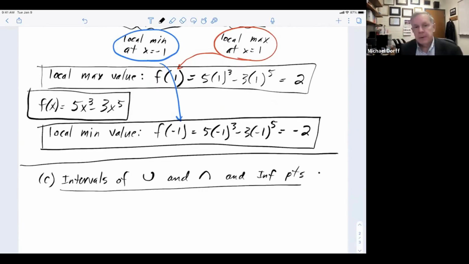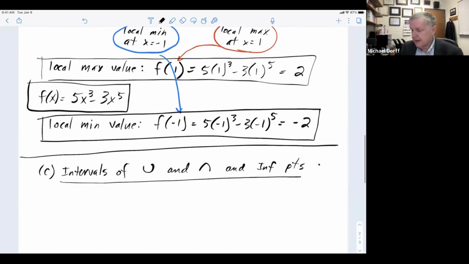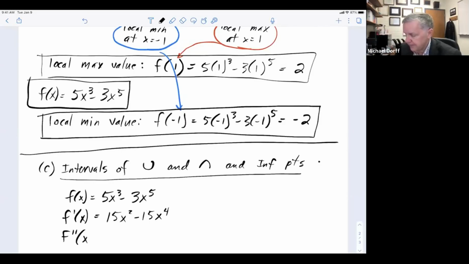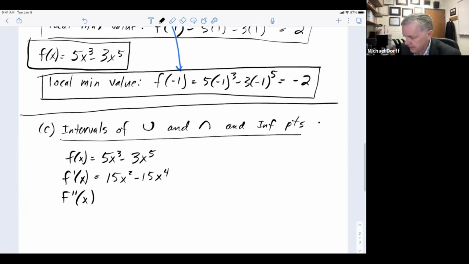All right, next part was to find intervals of concave up and concave down and any inflection points. So how do I find concave up and concave down? I take the second derivative. Again, our function was 5x cubed minus 3x to the 5th. Our first derivative that we did in part A was 15x squared minus 15x to the 4th. Now we need the second derivative to find concave up and concave down.